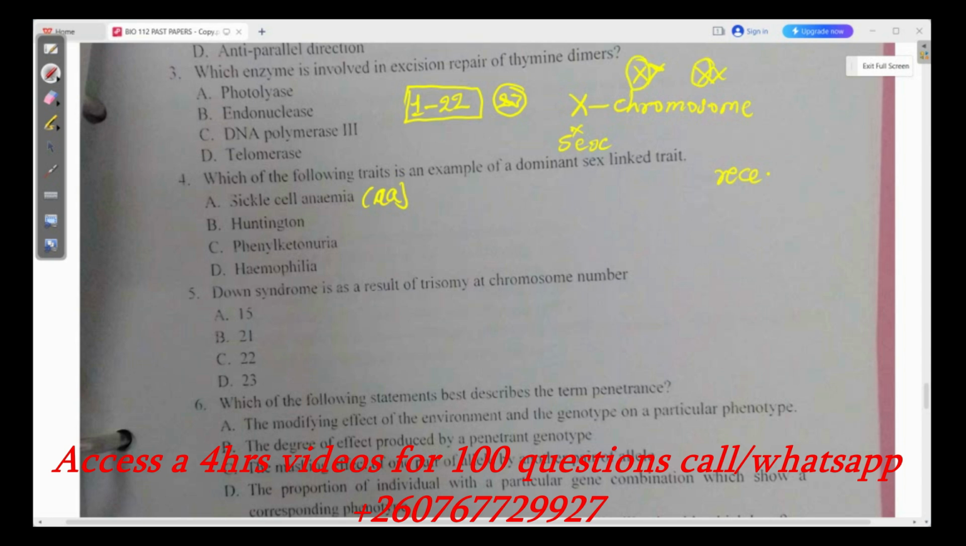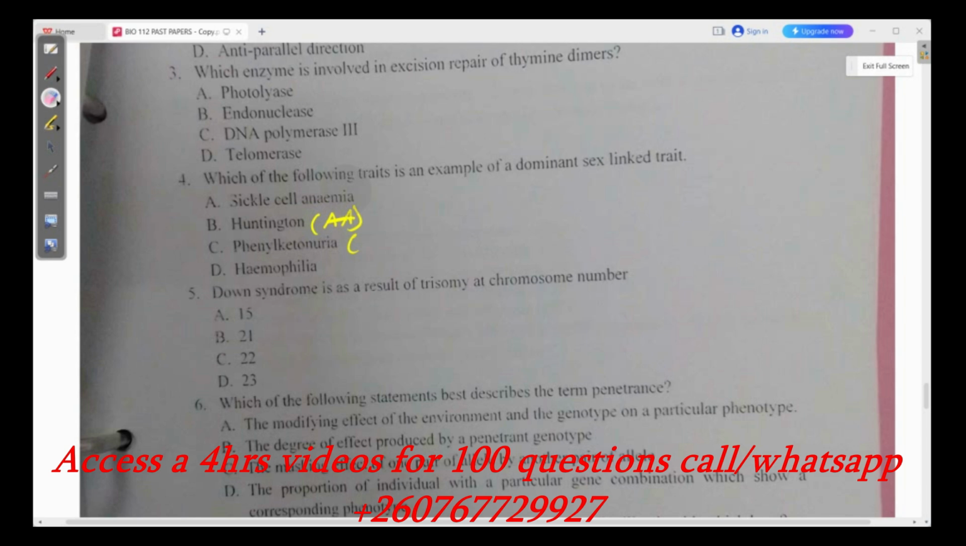So, disorders which are carried on the X chromosome are what is known as a sex-linked trait or disorder. Sickle cell anemia is an example of autosomal recessive. Huntington disease is an example of autosomal dominant, so it's inherited in a dominant form. Then phenylketonuria is also an autosomal recessive disorder, if I'm not mistaken.